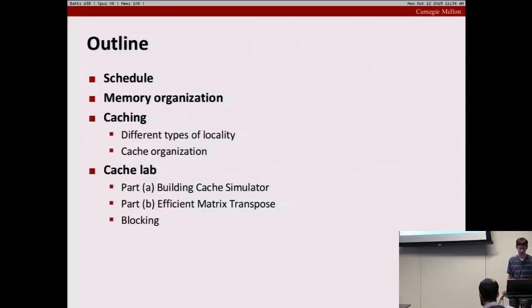Okay, but yeah, so we're going to talk about caches, how memory is organized in computers, the different types of locality and organization associated with caches, how they're implemented, how they work, and then we'll talk about cache lab in particular, where you will be exploring these ideas.